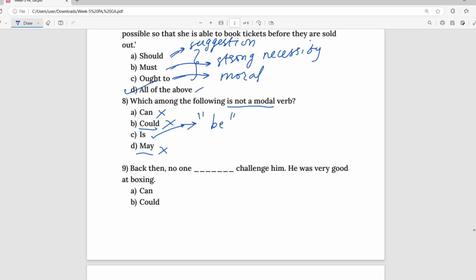Ninth question. Back then, no one challenged him. He was very good at boxing. Here clearly the answer is could. Why? Back then, he was... These all are indicating that it's about past ability, and in such cases we use could for past ability or possibility. Back then no one could challenge him.